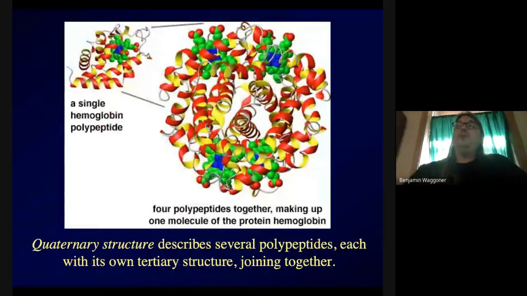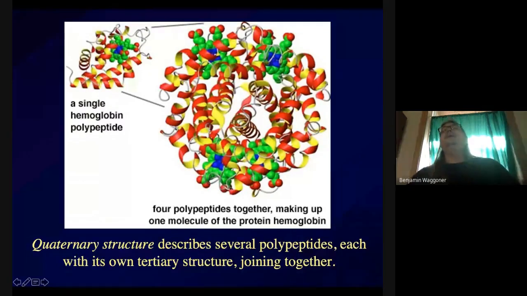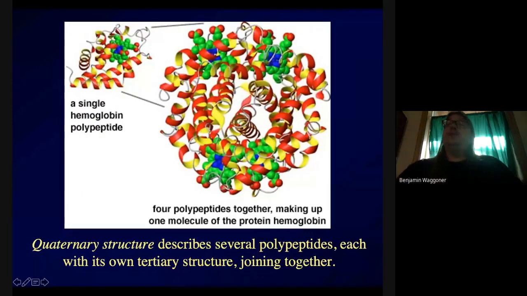And then finally, quaternary structure is what you get when you have several different chains of amino acids, several different polypeptides, each of which has its own tertiary structure, and they all join together. So in the case of hemoglobin, hemoglobin is the protein that transports oxygen in your red blood cells. It picks up oxygen at the lungs and transports oxygen to all parts of your body.